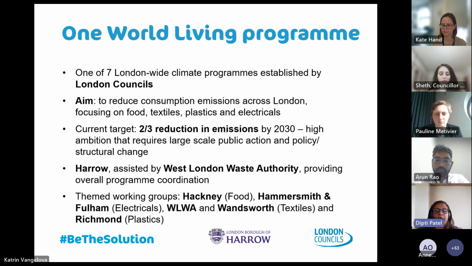The focus is to reduce consumption emissions across London, and the 4 theme areas are led by 4 of our boroughs. So food is led by Hackney, textiles is Wandsworth, plastics is Richmond, and electricals is Hammersmith and Fulham. And we want to, as Kate has highlighted, achieve a target of 2/3 reduction by 2030. It's a high ambition requiring large-scale public action alongside policy and structural changes. Next slide, please.